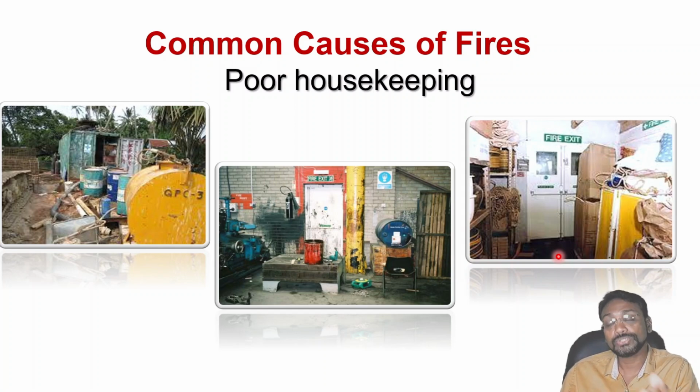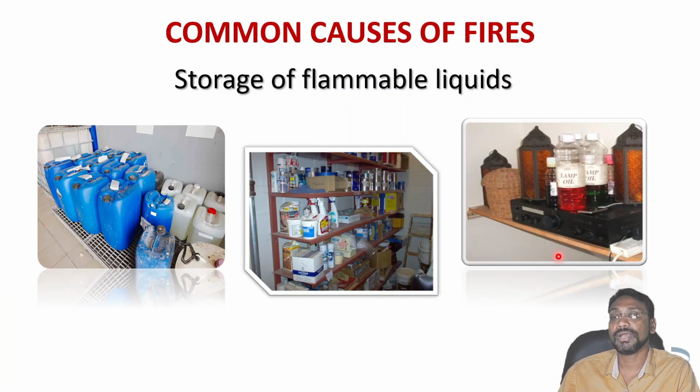Static electricity is also a cause of fire in oil pipelines. The oil is flowing through the pipeline, there will be friction. If it is not addressed, not properly earthed or grounded, then there will be a chance of fire. And a common cause of fire is poor housekeeping. The things are dumped here and there. That may lead to fire. The storage of chemicals, storage of flammable liquids.